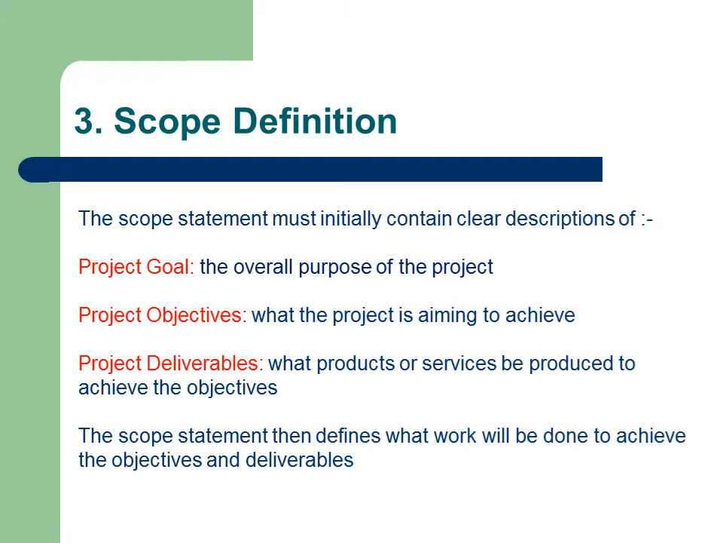The scope statement defines the project goal, which is a high-level statement of project purpose, for example, to build a swimming pool in the backyard. It must also itemize the key objectives. These are specific statements about what the project is aiming to achieve. Objectives are the benchmarks against which the project success will be measured. The project deliverables must also be defined. These are the products or services which will be produced as a result of undertaking the project. The scope statement then goes on to describe what work will be done in order to achieve the objectives and deliverables.